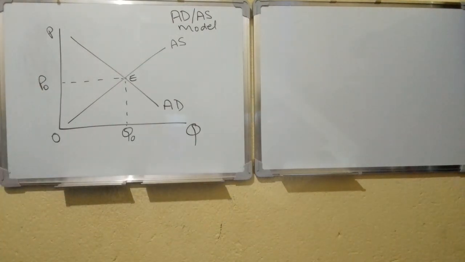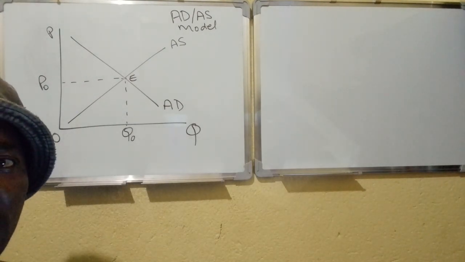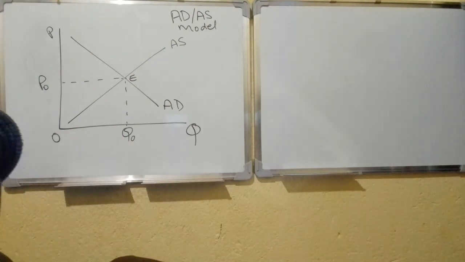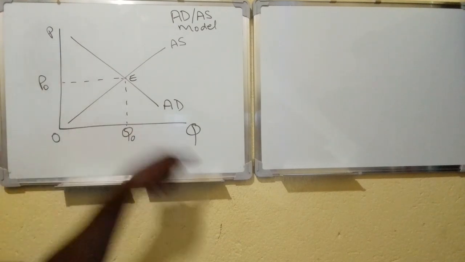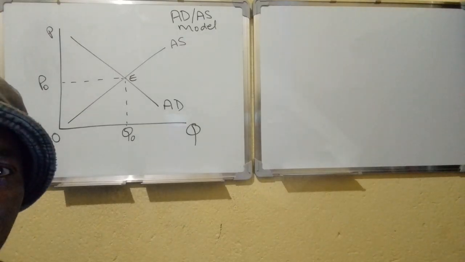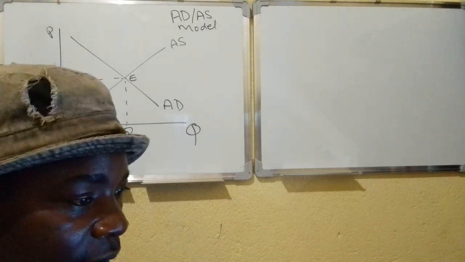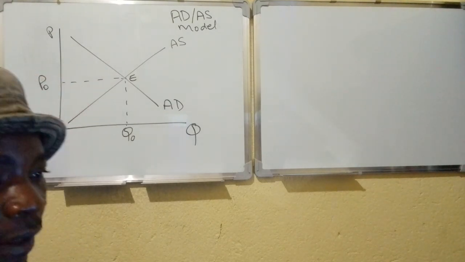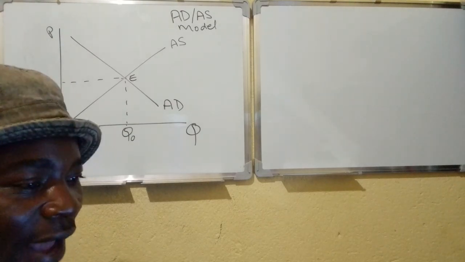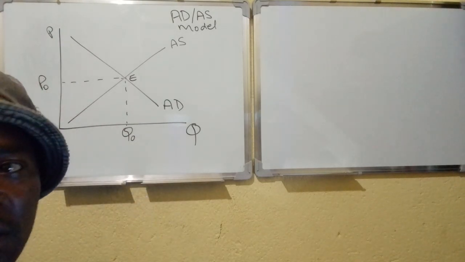The AD curve is sloping downwards, and the AS curve is sloping upwards. Now you need to know the reasons why the AD curve is sloping downwards. They like asking this question as well.